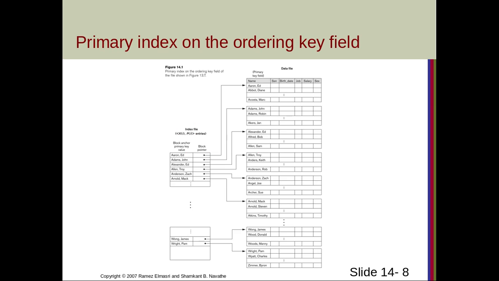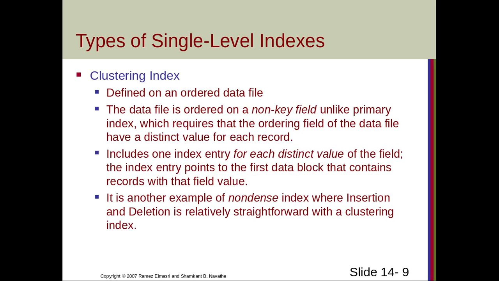That means Aaron, Abbott, as per the sorting order of the names only these are kept. But unlike this, in a clustering index, instead of sorting on a candidate key field, we are going to order this on a non-key field, unlike a primary index, which requires that the ordering field of the data file have a distinct value for each record.